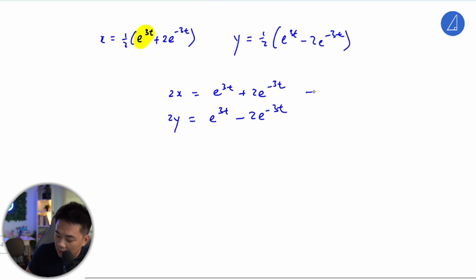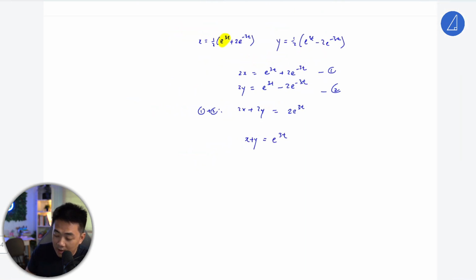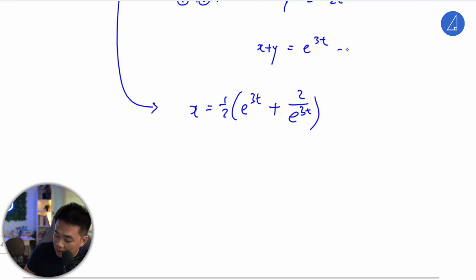So what I'm going to do is, this is fairly okay, I think. So I get 1 plus 2: 2x plus 2y equals 2e^(3t). We add these both up, and the others cancel out each other. So now what we get is x plus y equals e^(3t). Great job. This is the one we are interested in, because from here you can either choose y or x, it doesn't matter. So x is given by half of e^(3t) plus 2 over e^(3t). Okay, we're going to just sub this in.